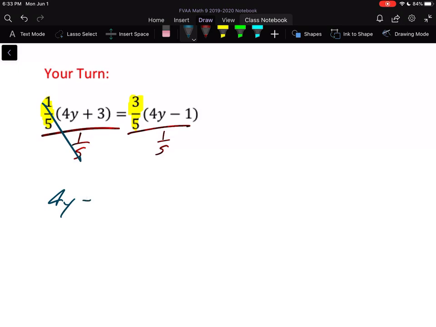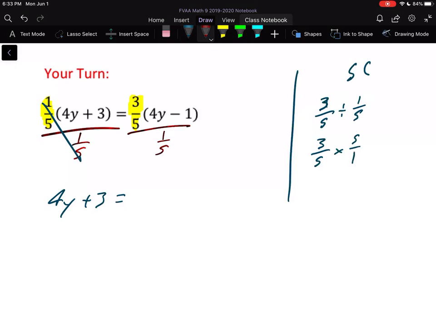I'm left with 4y plus 3 is equal to, all right, and again here, my side calculations, I have 3 over 5 divided by 1 over 5 is like saying 3 over 5 times 5 over 1, right? Multiply by the reciprocal, and that's going to equal 15 over 5, which is equal to 3. Okay, so that works out nicely. So this leaves me with 3 bracket 4y minus 1. Now I only have to distribute a 3 instead of a 3 over 5, which is a little bit cleaner in my work. So I'm going to start distributing.